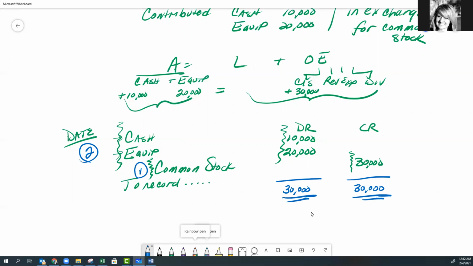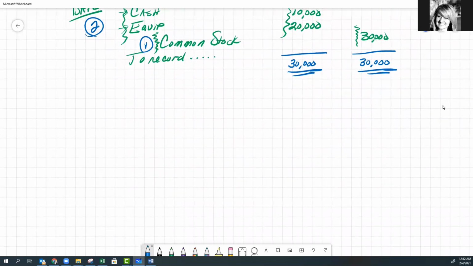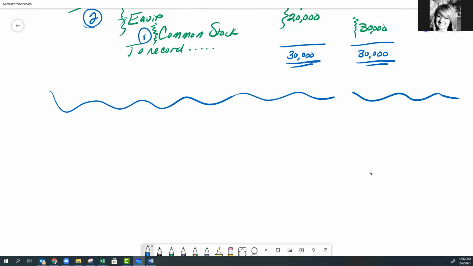Okay, so let's talk about the behavior of our account balances with debits and credits. So if we have assets equal liabilities plus owner's equity, and in owner's equity we have common stock, we have revenue, we have expense, and we have dividends.